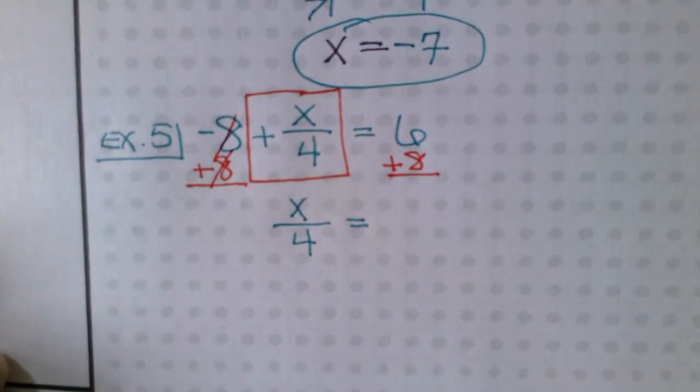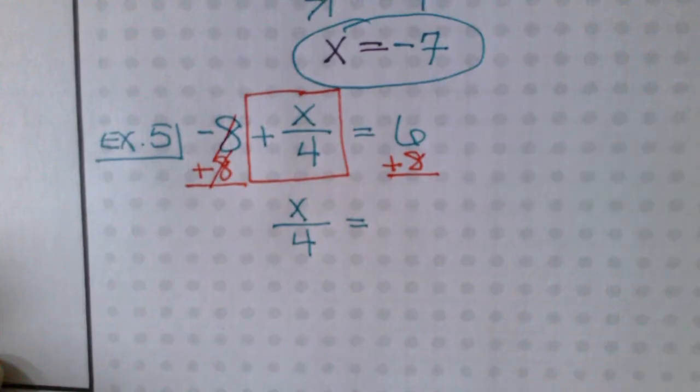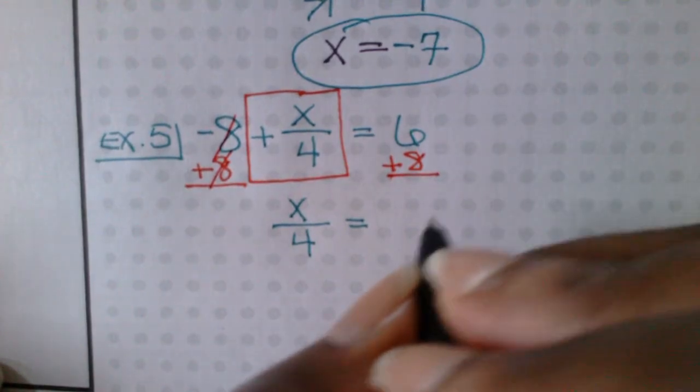Okay, bring down the equals. And now we can combine the 6 and the 8, which gives us our 14.